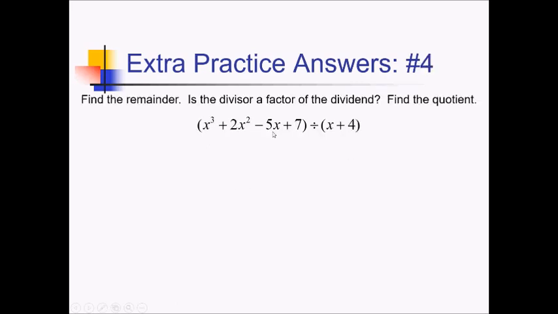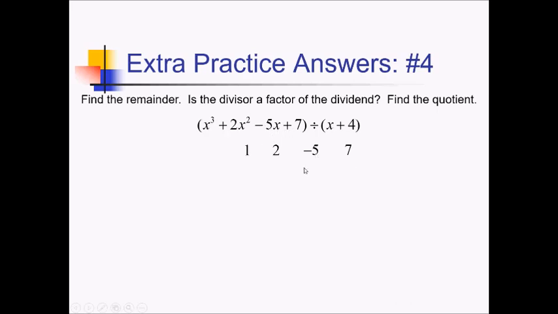For this problem, we're trying to find the remainder and whether the divisor is a factor of the dividend, and we also want the quotient. For all of these, synthetic division will give us this information. So to start that process, we write down the coefficients of the dividend. We've got a 1 for the 1x cubed, followed by a 2, a -5, and a 7. And since there's no missing terms here, we don't need any placeholder zeros.